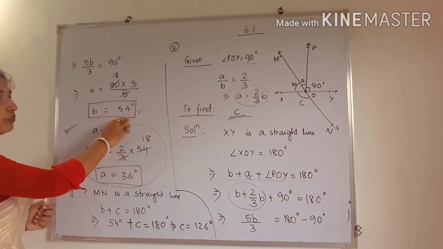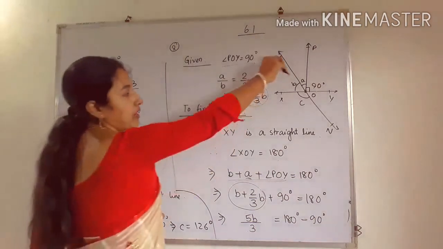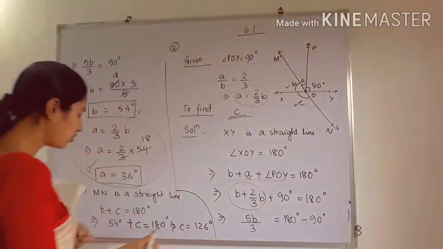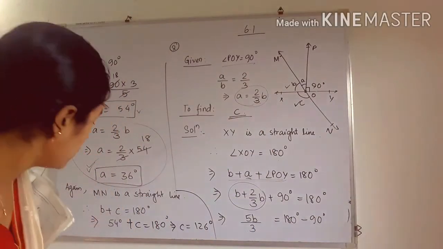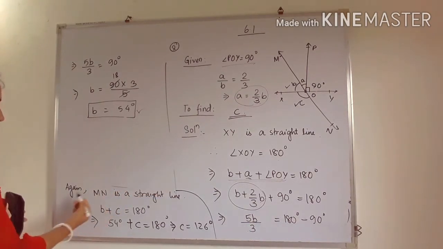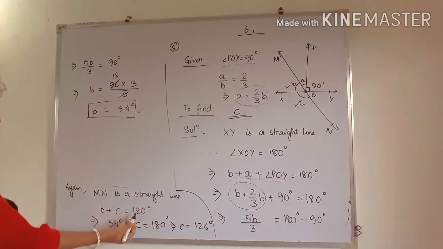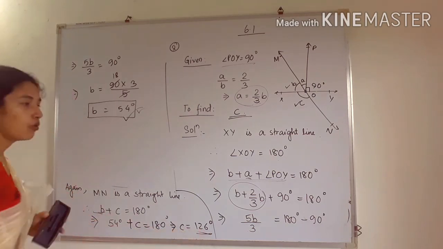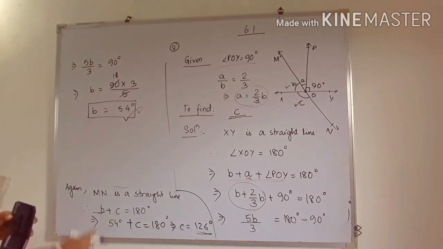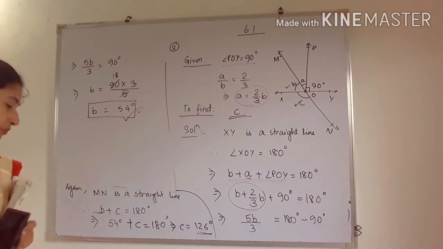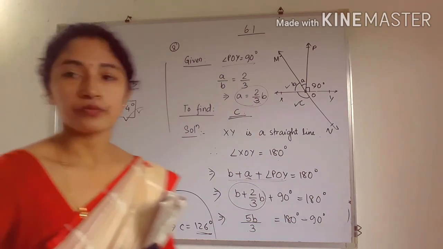After finding the value of B, what do we have to do? See, MN is a straight line. So we can write angle B plus angle C is equal to 180 degrees. So directly you can write: again MN is a straight line, so B plus C is equal to 180. Already we found B, 54 degrees. So C will be 180 minus 54, that will be 126 degrees. So see, there is no use of A. This is the value of C.